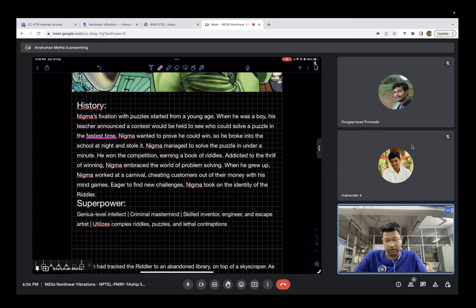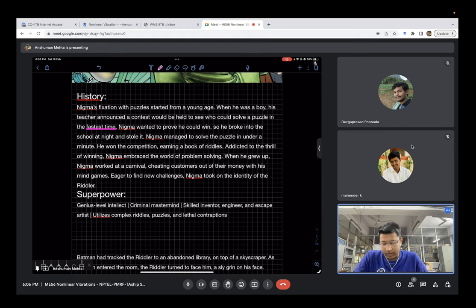Now the Riddler's main mindset is that he tries to give riddles for which only he knows the answer. If some intellectual person really solves one, he gets very angry. That is the basic of Riddler. When he grew up, he also worked at a carnival. This is very important. He worked at a carnival. A carnival is kind of a circus type of environment.